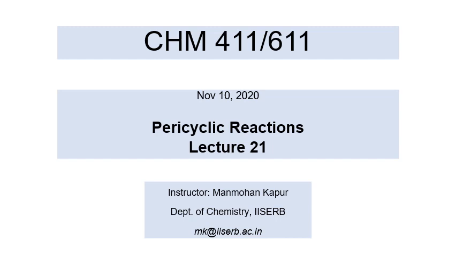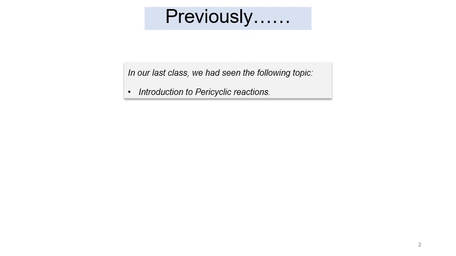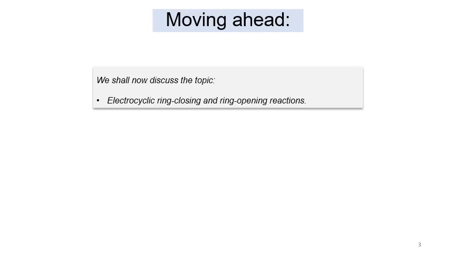Hello everyone, welcome to lecture 21 in physical organic chemistry, in which we are studying the topic pericyclic reactions. In our last class we had seen the introduction to pericyclic reactions. We had formulated rules for determining the permissibility of a variety of pericyclic reactions. Moving forward, today we will discuss the theory behind electrocyclic ring closing and ring opening reactions.